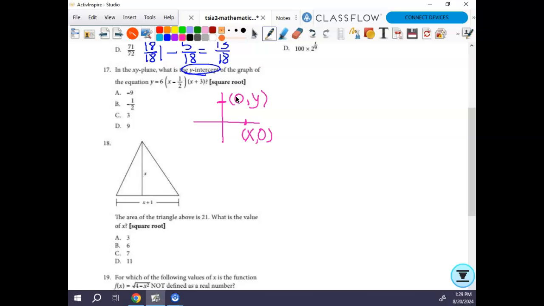So the y-intercept occurs when x is 0. I don't have to do anything weird here. I don't have to graph this thing. I don't have to multiply things together. I just need to make x 0. So that means I can do y equals 6 times, if x is 0, that's negative 1/2. And if x is 0 there, that is 3. Okay? Everybody okay with that? The y-intercept occurs when x is 0. The x-intercept occurs when y is 0. 6 times a negative 1/2 is negative 3 times 3 is negative 9.